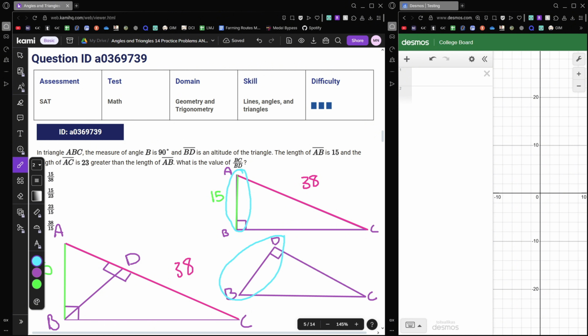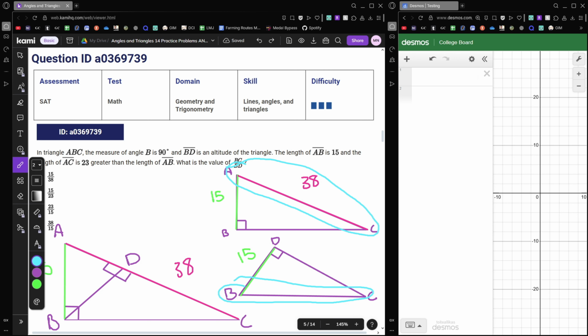This means that side AB will be proportional to side BD. So we can call side BD 15 as well, because they are proportional to each other. Next up, the longest side will go with the longest side. So the longest side in a triangle is always going to be the hypotenuse. So if we look at triangle ABC, that's going to be this side right here. And then if we look in triangle BDC, that's going to be this side right here.